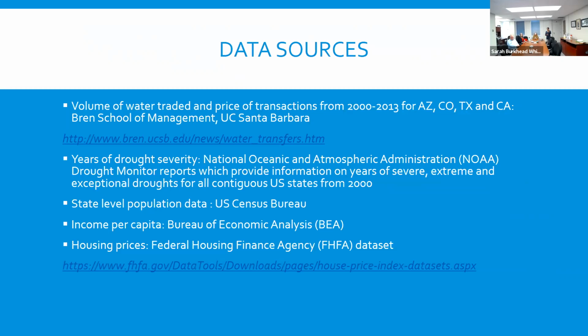Now, what was problematic though was going through the other data sources, the years of drought severity. I already mentioned to you how we collected it. And then we had the state level population data, because you may understand that population also affects demand for water. Income per capita from the Bureau of Economic Analysis, and housing prices. I threw in housing prices for a reason, and this needs some attention.